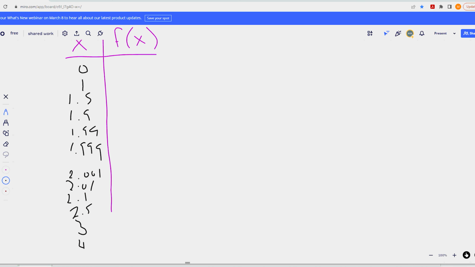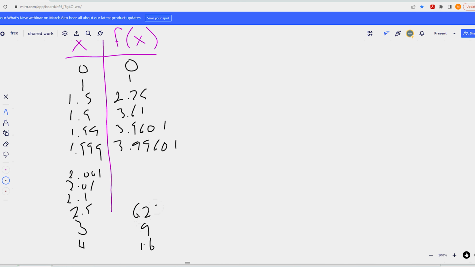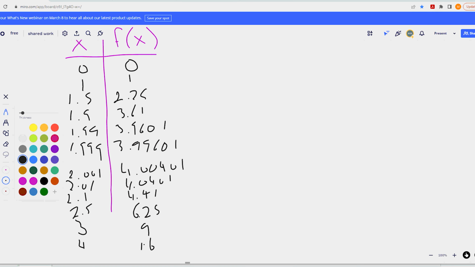Now, if I plug those into the function x squared, 0 squared is 0, 1 squared is 1, 1.5 squared is 2.25, and then 3.61, 3.9601, and 3.99601. And coming from the other direction, 4 squared is 16, 3 squared is 9, then 6.25, 4.41, 4.0401, and 4.00401.